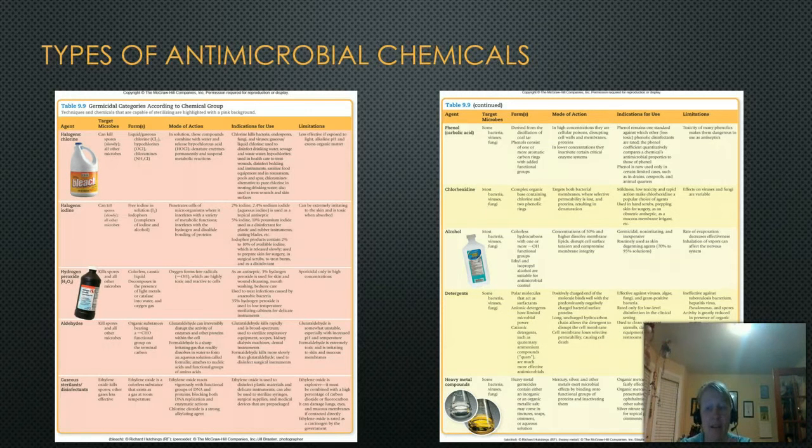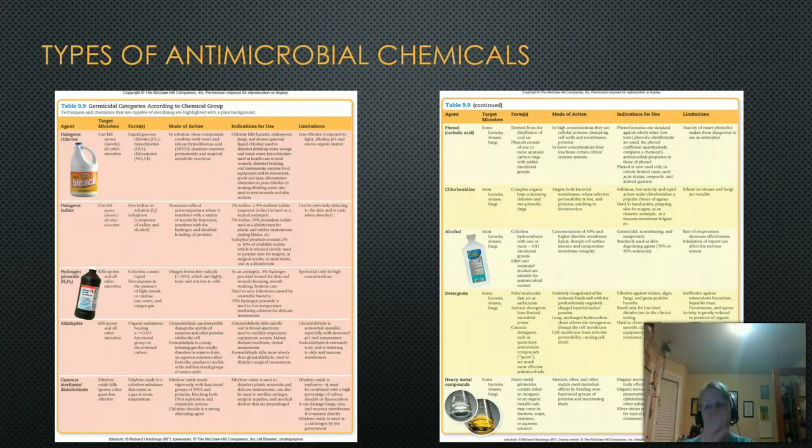We then have aldehydes and gaseous sterilants/disinfectants. You don't see those a whole lot except in specialized situations, because the gas is a little bit harder to work with, especially because it can be inhaled and things like that. So it's really important that you be careful with it.